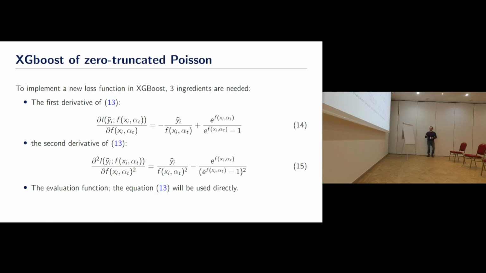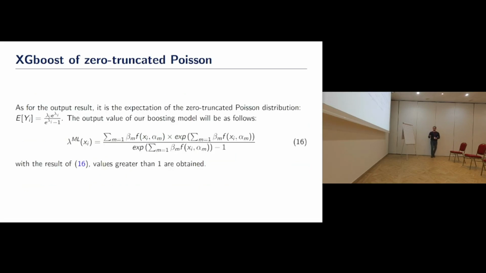And to do that, we need three different ingredients. We need the first derivative of a loss function. We need the second derivative of a loss function. And we need the evaluating function. In this case, we are directly using the loss function. So the loss function is going to be used for training the model and for evaluating the model.